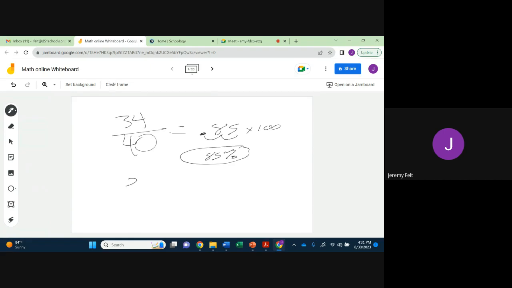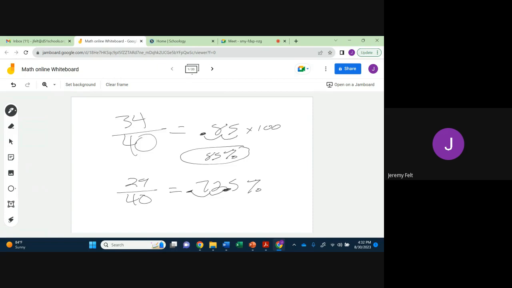And say you got a 29 out of 40. Well, what is that? That's how many I got right, and that's the total number of questions we had on the test. 29 divided by 40 is 0.725. Multiply by 100 or move it 2 places. You got a 72.5%.